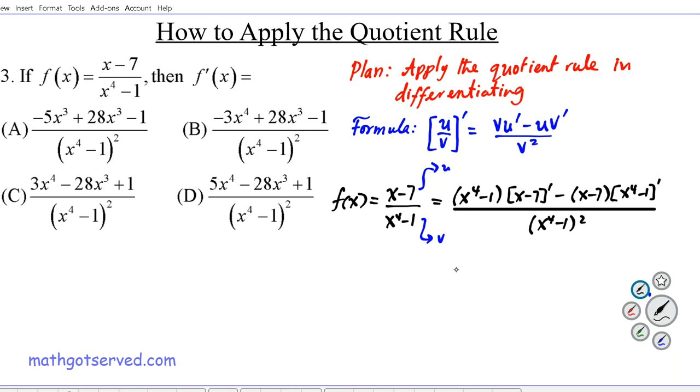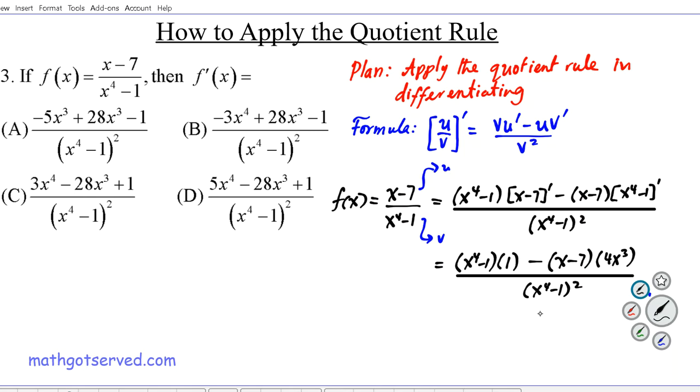Let's go ahead and apply our calculus formula for differentiation. We're going to have the quantity x to the fourth minus 1 times the derivative of x minus 7. If you differentiate x, you just get 1, and the derivative of 7 is 0. Minus the quantity x minus 7 times the derivative of x to the fourth, which is 4x to the third, and the derivative of negative 1 is 0 also. And in the denominator we have the quantity x to the fourth minus 1 squared.